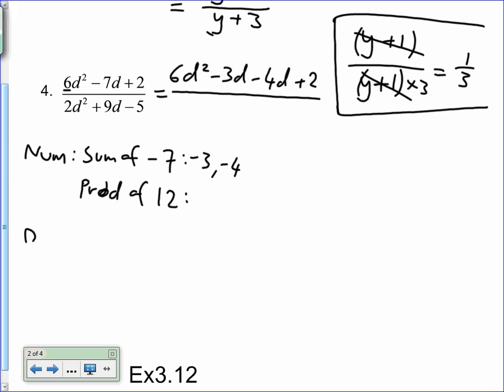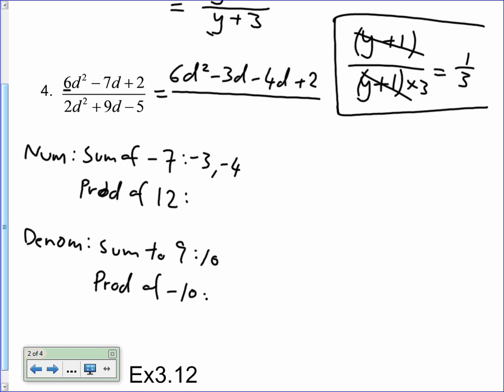So for the denominator, we have to sum to 9 and multiply to minus 10. Product of minus 10, because it's 2 times minus 5. So they add to 9, multiply to minus 10. What are the two numbers, Josh? It is 10 and -1. Good. 10 and -1. So again, I'll divide this up. I'll go 2d squared plus 10d, minus d minus 5.